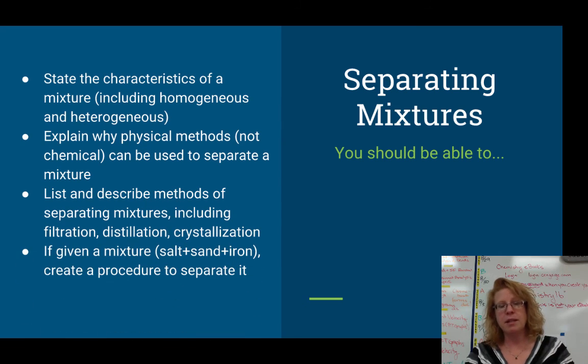And then last but not least, if I give you a hypothetical mixture of sand, salt, and iron, could you brainstorm and explain what kinds of processes you could use to separate that mixture in such a way that you'd have all 3 components still present and separated from one another at the end? So there you have it, separating a mixture, some of the characteristics of mixtures, and some of the different techniques that we use. See you next time.